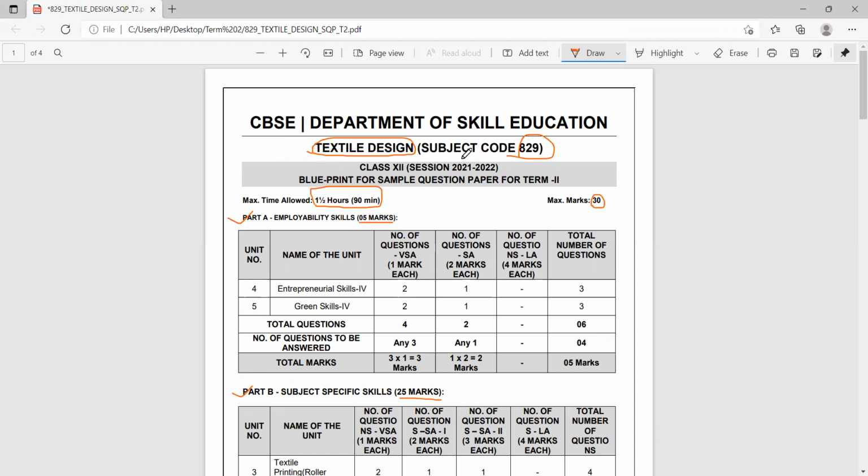Now let us just go through what all chapters are coming in employability skills portion. So we have entrepreneurial skills and green skills. These are the two chapters from the employability skills book that are coming in term 2 examination. And they're both for 5 marks in all.